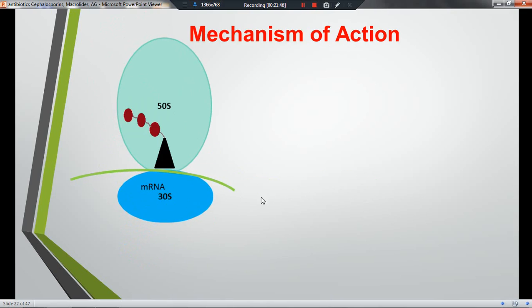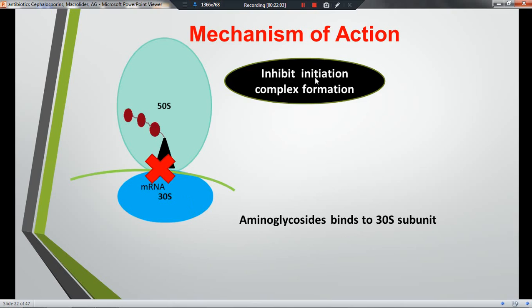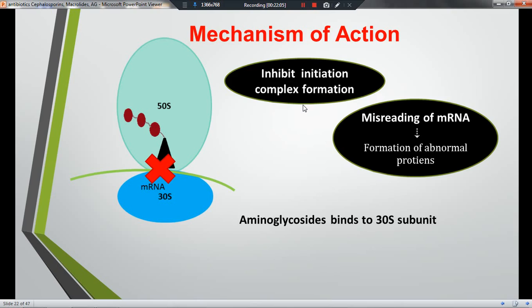You can see here, there is a 30S ribosome, there is a 50S ribosome, mRNA lies in between. The first step in protein synthesis is formation of the initiation complex, that is inhibited by aminoglycosides. So aminoglycosides bind with the 30S, they inhibit the initiation complex formation that results in misreading of mRNA and formation of abnormal proteins.